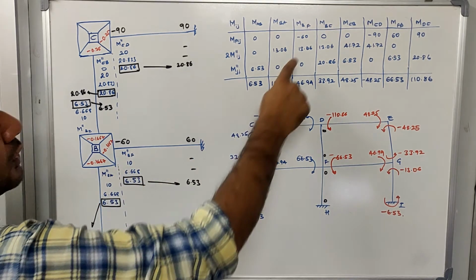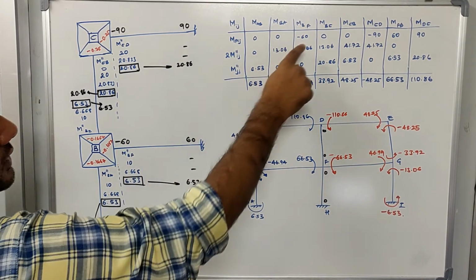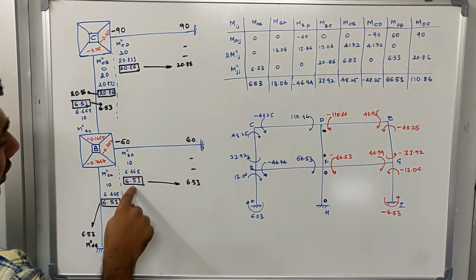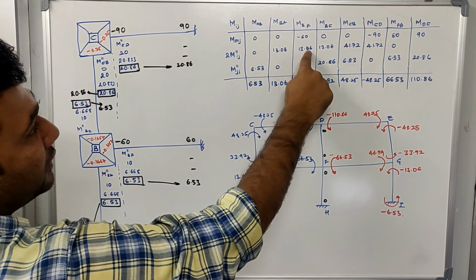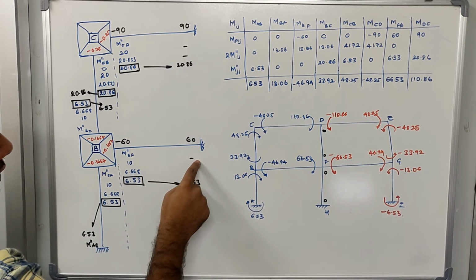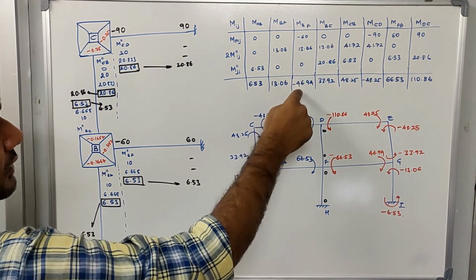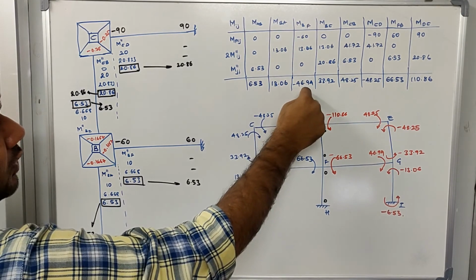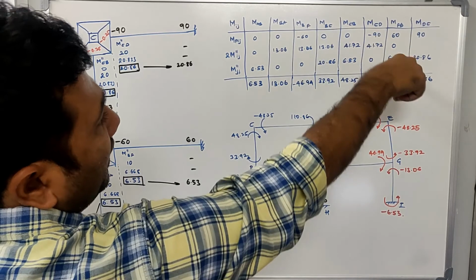Now similarly we can go for M double dash BF, which is calculating the end moment at BF. See here, the fixed end moment at BF is minus 60. The near end rotation moment is 6.53, so 2 times 6.53 is 13.06. The rotation moment at the far end is 0, right? So here also it will be 0, so taking the sum it becomes minus 46.94. Now similarly we can calculate the other values too.